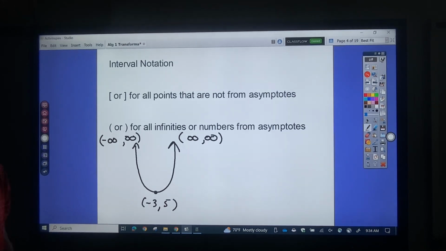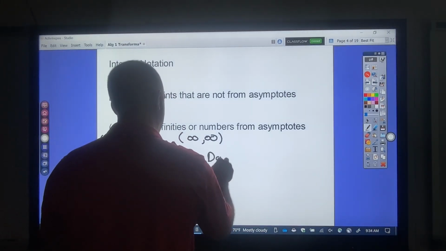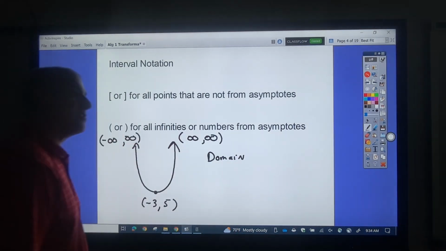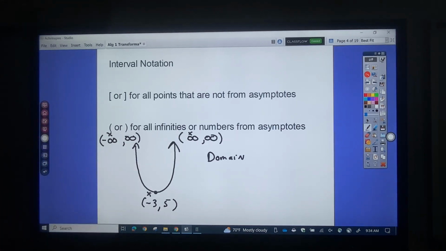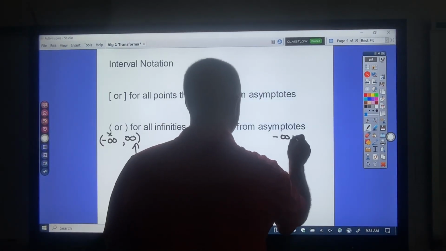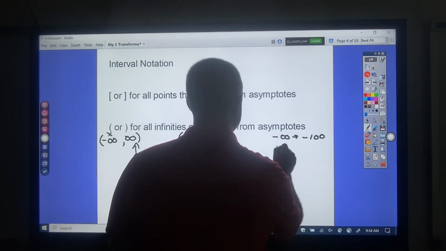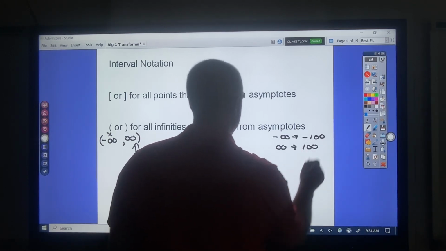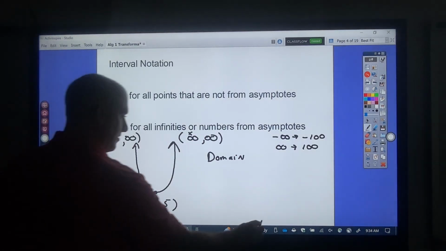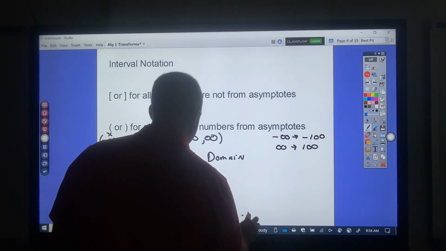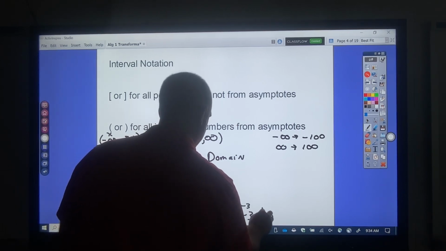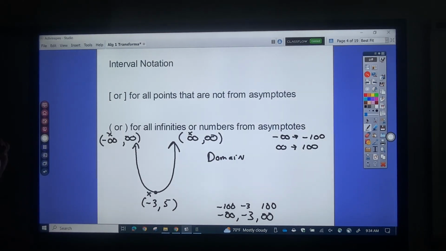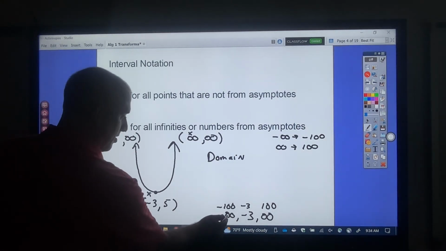Okay? So when I go to find the domain, domain is smallest x to biggest x. So here are my x values. Now, sometimes people get confused with the infinities. If you need to think of it this way, negative infinity is like negative 100, and positive infinity is like positive 100. Okay? So, given the choices, negative infinity, negative 3, or infinity. If it was negative 100, negative 3, and positive 100, which one would be the smallest? That would be this number, so it's negative infinity.